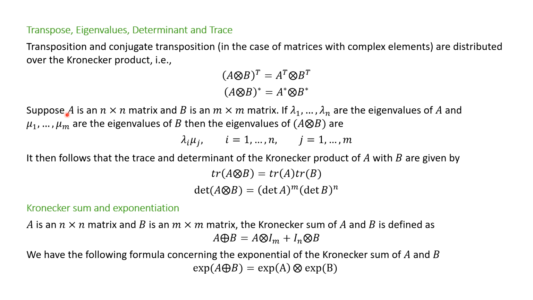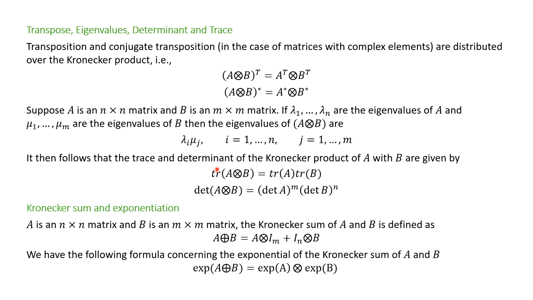And if you have two matrices A and B, there's a relationship between the Kronecker product and their eigenvalues. So the lambdas are the eigenvalues of A, the mu's are the eigenvalues of B, and the eigenvalues of the Kronecker product are all possible pairwise products of the eigenvalues from A and B. We get this here.